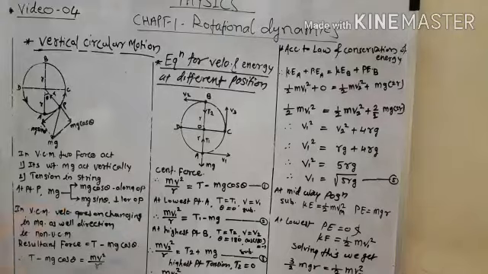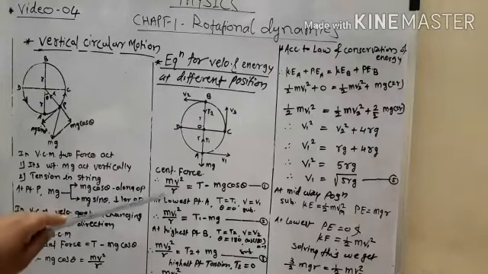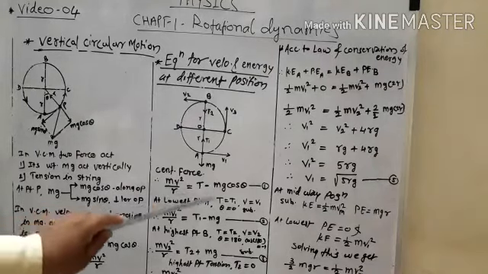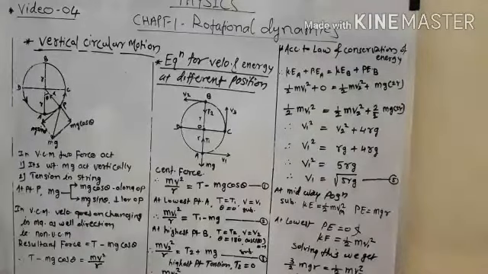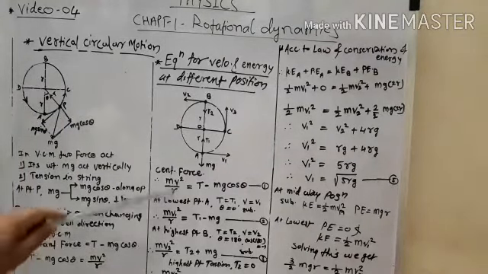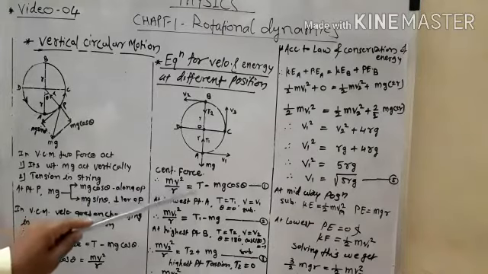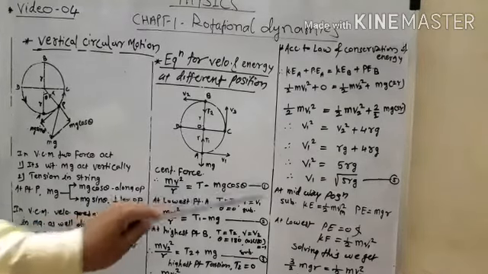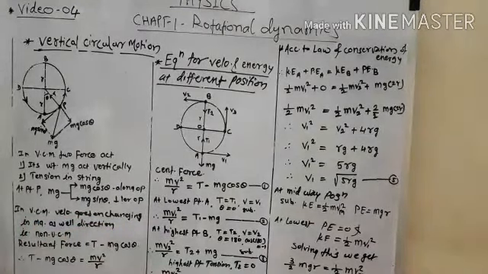We can rearrange this: mv square upon r is equal to T minus mg cos theta. Suppose this is our equation number 1. In vertical circular motion, the resultant centripetal force acting on that body, which is in the form of mv square upon r, is equal to T minus mg cos theta.